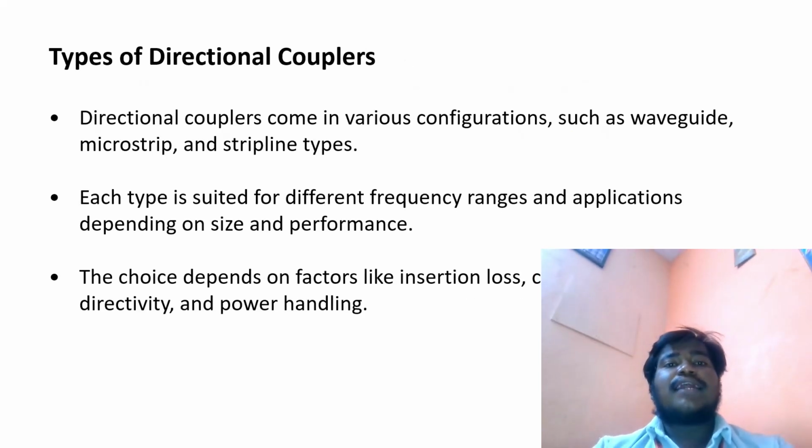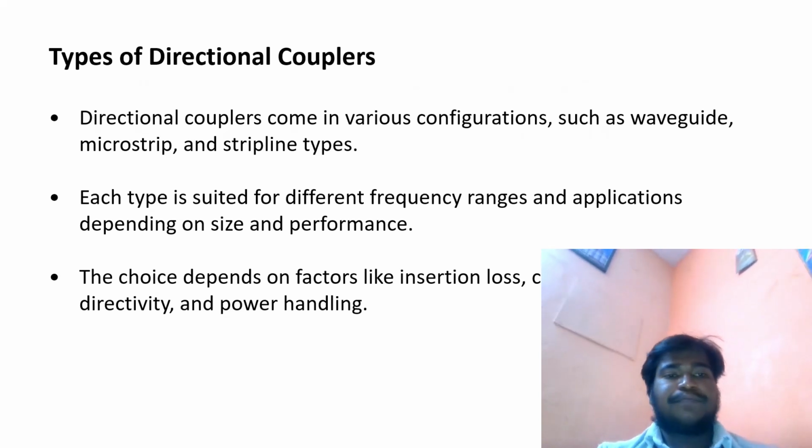Types of directional couplers. Directional couplers come in various configurations such as waveguide, microstrip, and straight line types. Each type is suited for different frequency ranges and applications depending on size and performance. The choice depends on factors like insertion loss, coupling level, directivity, and power handling.